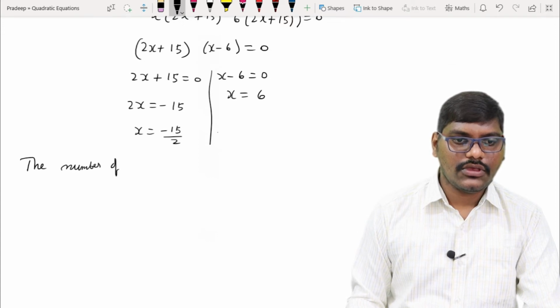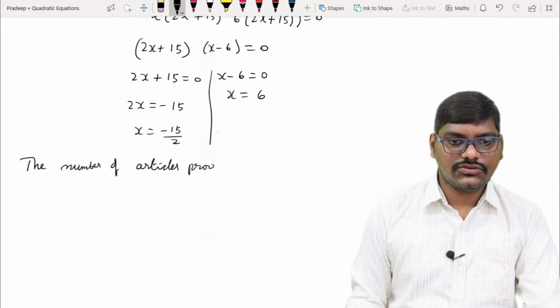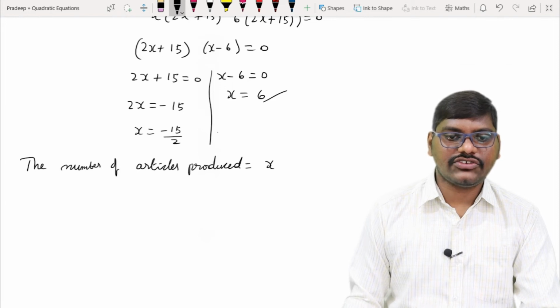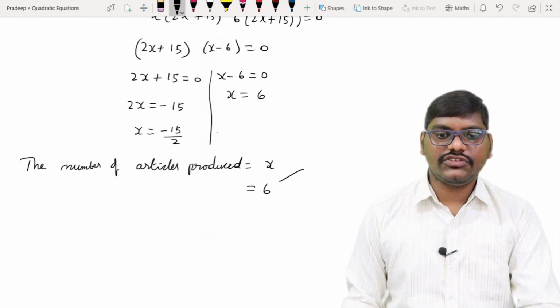Articles produced, that we took as x. So x is nothing but 6. So the number of articles produced was 6.